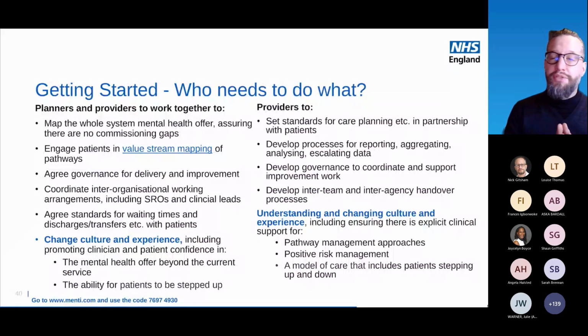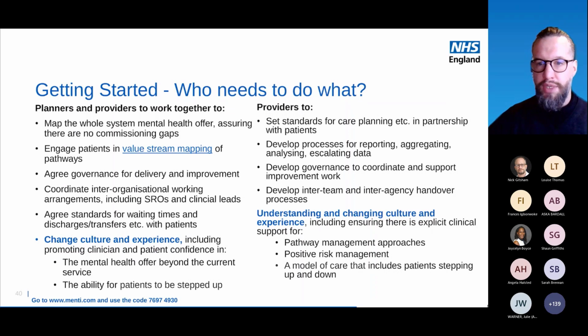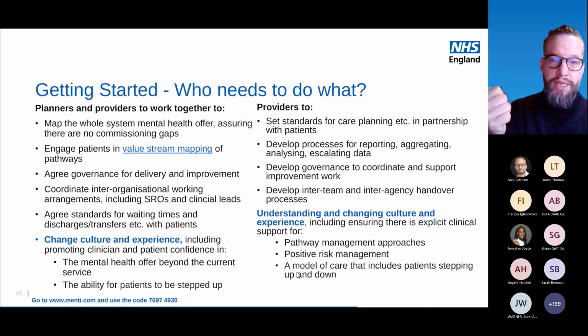So in terms of getting started and who needs to do what, as we said earlier, this is a significant culture change for stakeholders that needs lots of different aspects of engagement. So from a commissioning and provider collaborative perspective, we need to map the system offer, making sure there's no commissioning gaps, work with patients around value stream mapping, so understanding what each bit of the treatment pathway feels like and whether or not it feels useful or harmful.